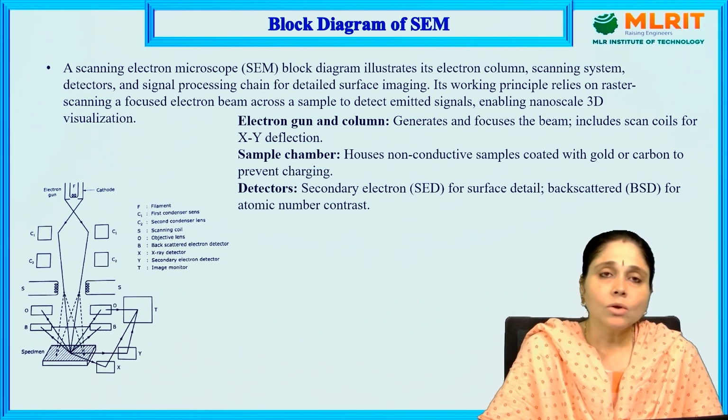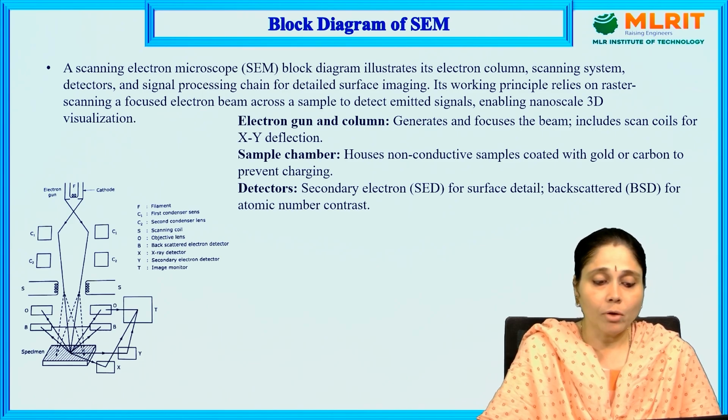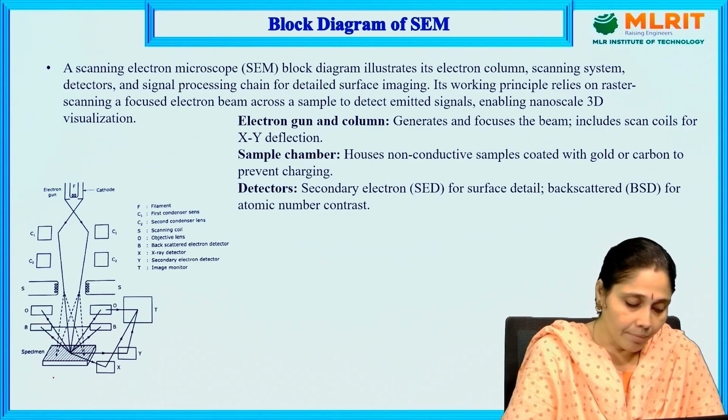Next, coming to the block diagram of SEM. What is the block diagram of SEM? It illustrates the electron column, scanning system, detectors, and signal processing chain for detailed surface imaging. Its working principle relies on raster scanning a focused electron beam across a sample to detect the emitted signals, enabling nanoscale 3D visualization.